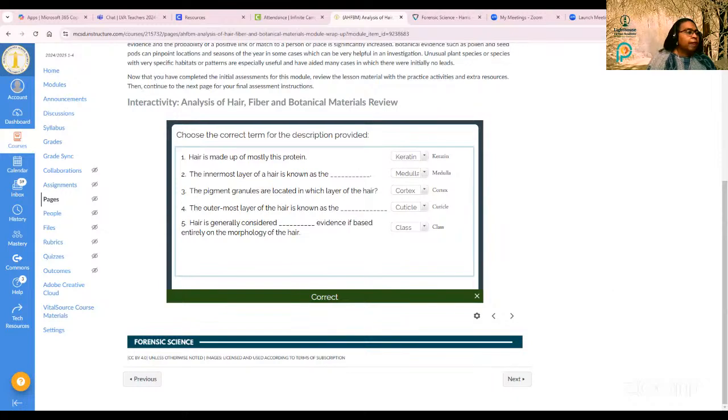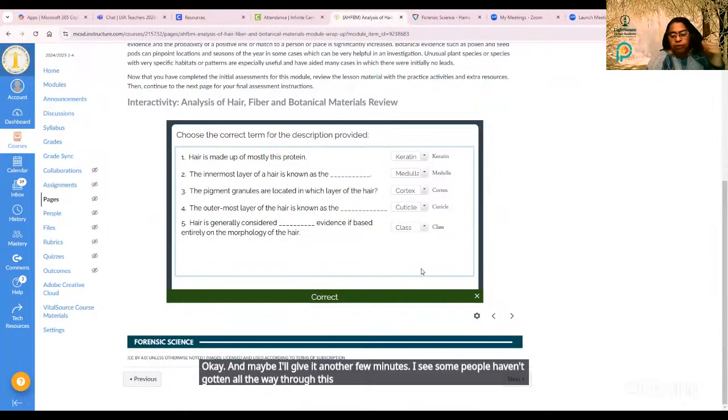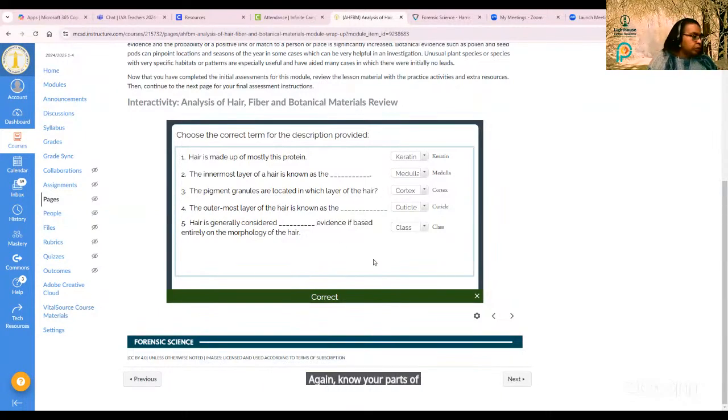Okay. And maybe I'll give it another few minutes. I see some people haven't gotten all the way through this yet. I'll start with the first page. Again, know your parts of hair, know what the hair is made up of.